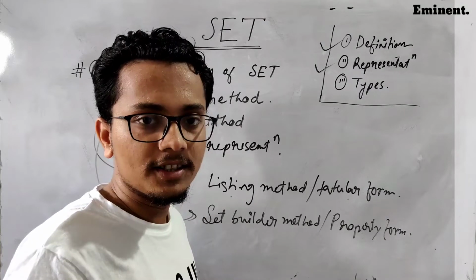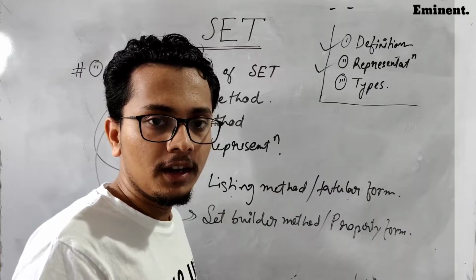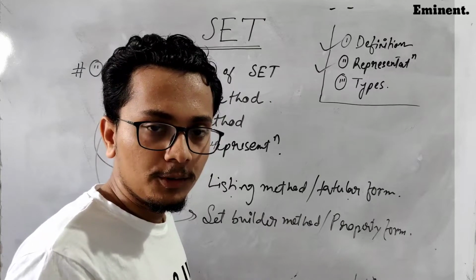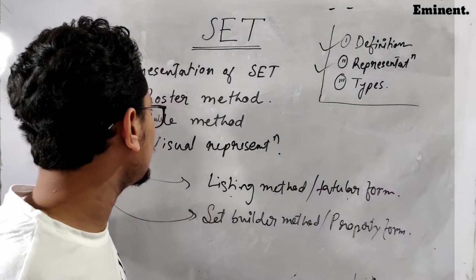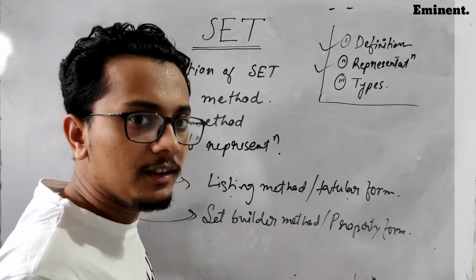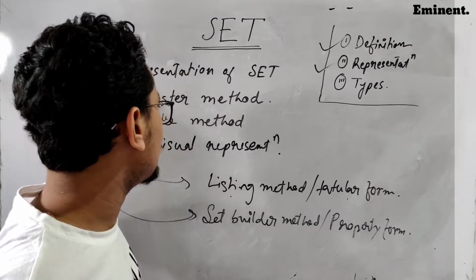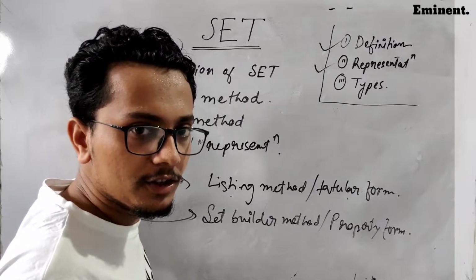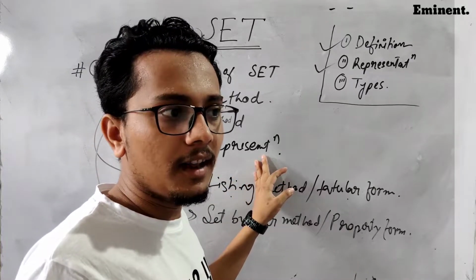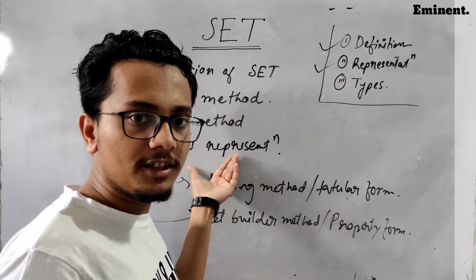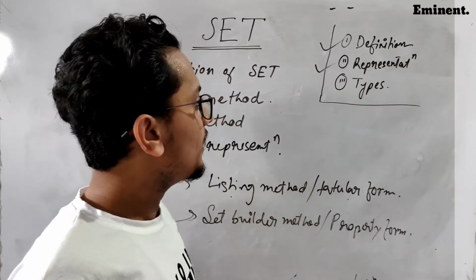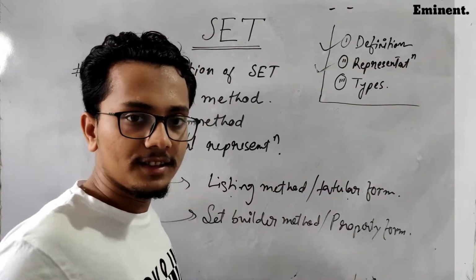Understood? In the description I will give a PDF later, and in this PDF there will be different examples in both roster form and rule method. I hope if you open this PDF, you will understand more about roster method and rule method. Understood? Visual representation is not so important, and in 9th and 10th probably this visual representation is not there in the representation of set. Now the representation of set is completed.